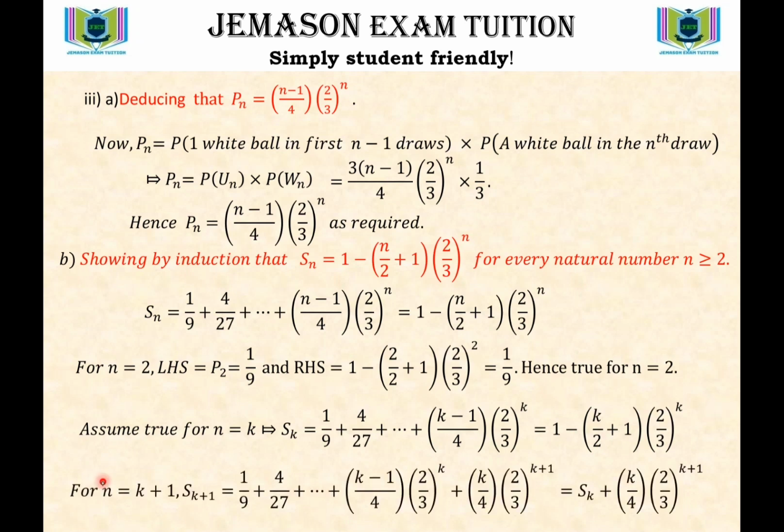So now we are going to prove the formula for the case where n equals k plus 1, so that S(k+1) should be equal to 1 over 9 plus 4 all over 27 plus the rest of the terms plus P(k+1), and that should correspond to this first part, which is Sk, and then plus P(k+1). So this corresponds to Sk plus P(k+1).